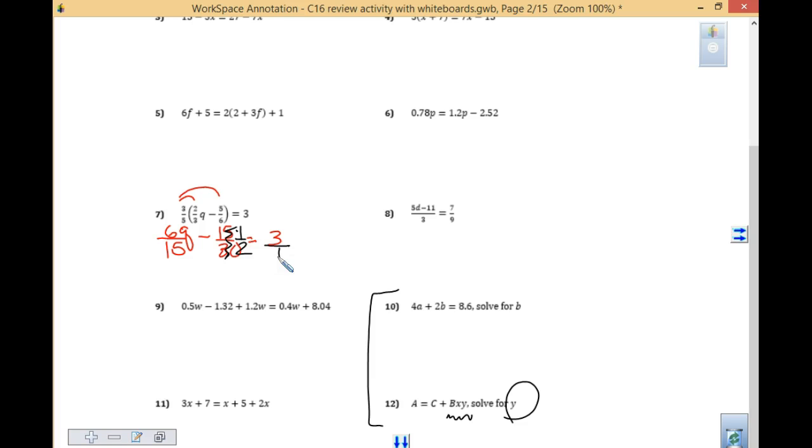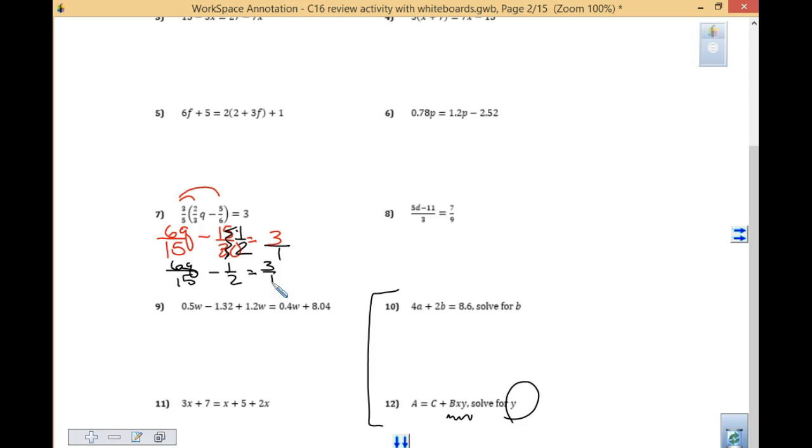Multiply by something, so you had 6q over 15 minus 1/2 equals 3 over 1. And maybe you don't like getting rid of the fractions. Just make sure you check the answer and you do the check on your calculator. Okay? No other questions?